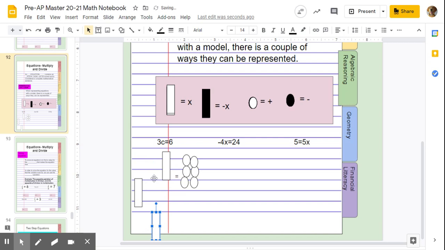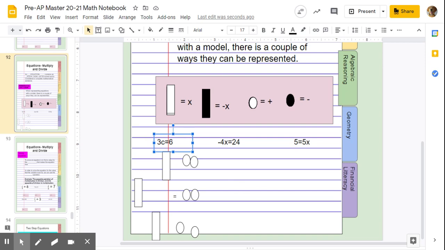And then you can separate these into 3 separate groups. And 3. So then you know that each of these c's is equal to 2. And you can check that because 2 times 3 is going to give me 6. So that's kind of how you use those models to help you solve the problems.